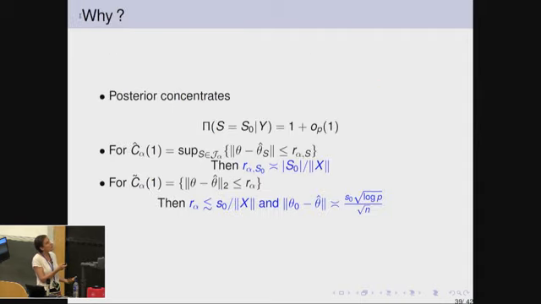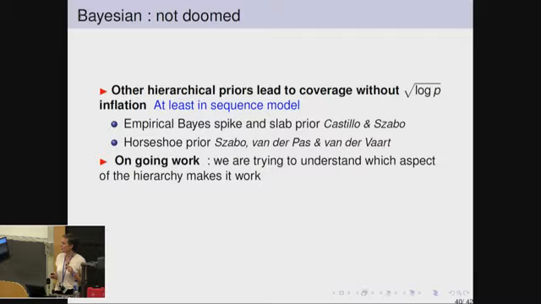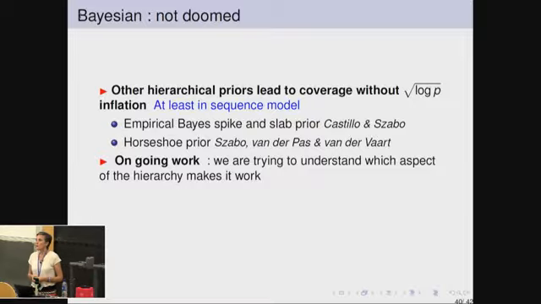Now, there are lots of questions that come in. And it's all ongoing work. And don't walk out of this room thinking, Bayesian doesn't work. It's not true, actually. It works, but you have to be careful about the way you construct your hierarchy.